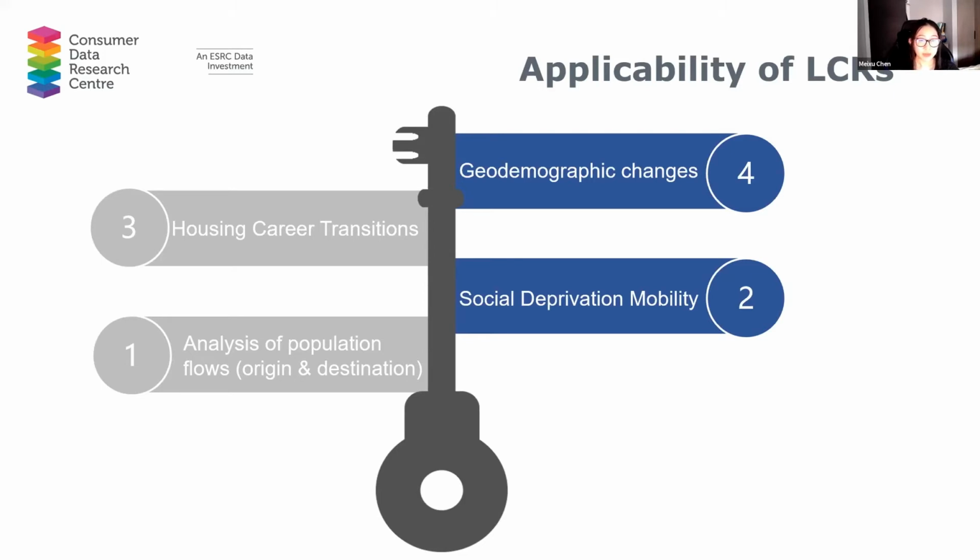So LCR data could be used for the social good if linked with other social data. This can help us better understand neighborhood changes at any scales and social spatial implications. Possible applications could include analyzing population flows based on the origin destination information, or social deprivation mobility, or housing career transitions, or further geodemographic change.